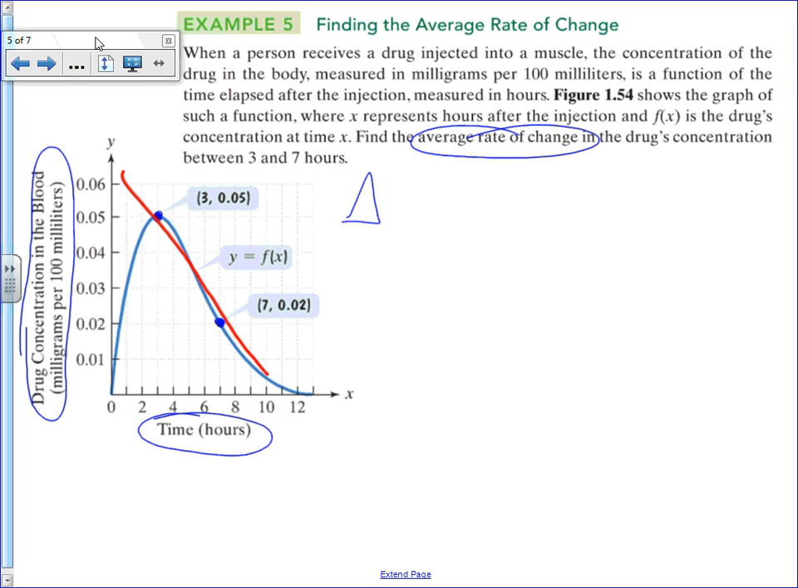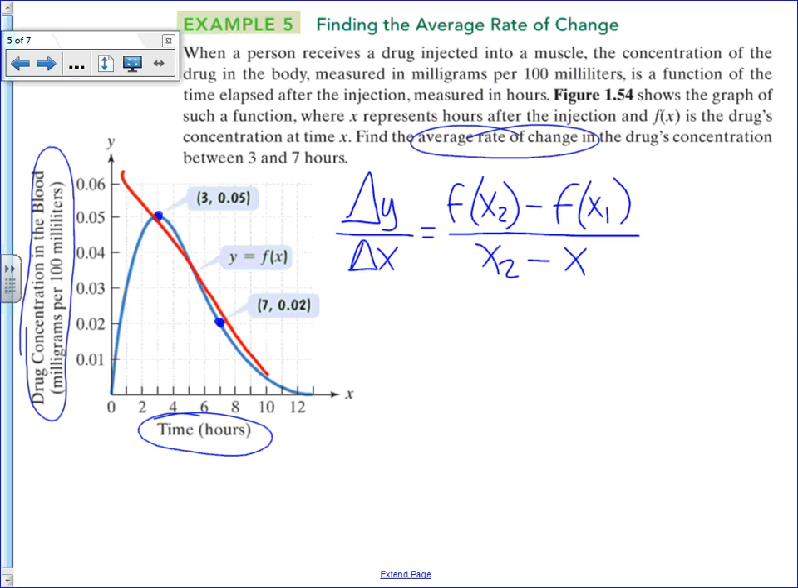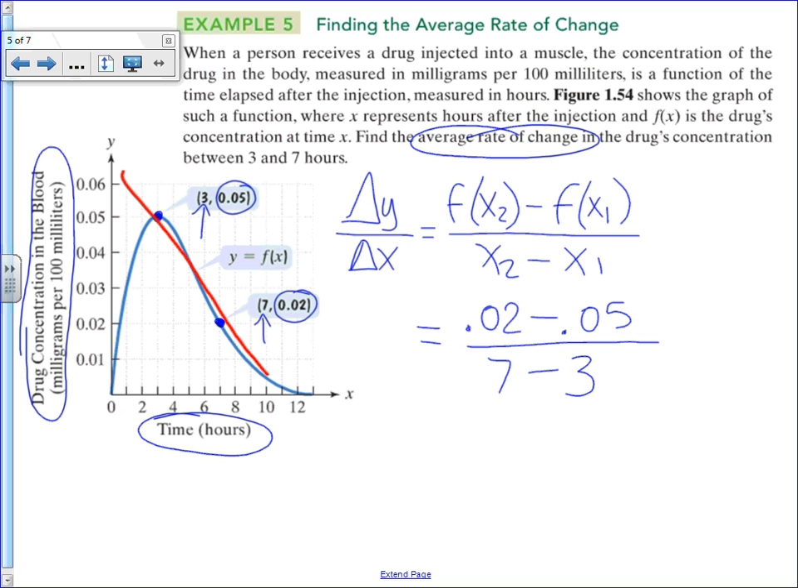So we use our formula, of course, delta y over delta x. And we will be using this, f of x sub 2 minus f of x sub 1 divided by x sub 2 minus x sub 1. So here what we have is f of x sub 2, we will be using this value, 0.02, minus f of x sub 1, which is here, 0.05, over x sub 2, so it's here, 7 hours, minus x sub 1, which is 3, for 3 hours. So what we will get from here is negative 0.03 divided by 4.